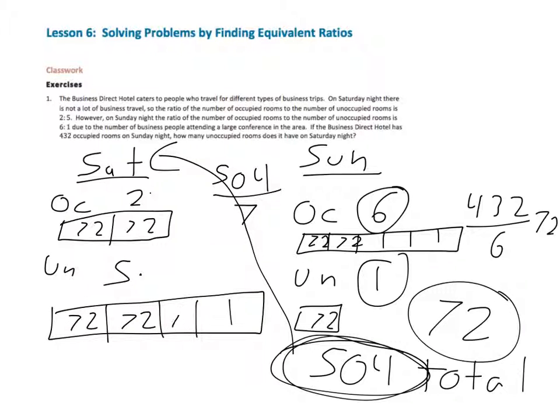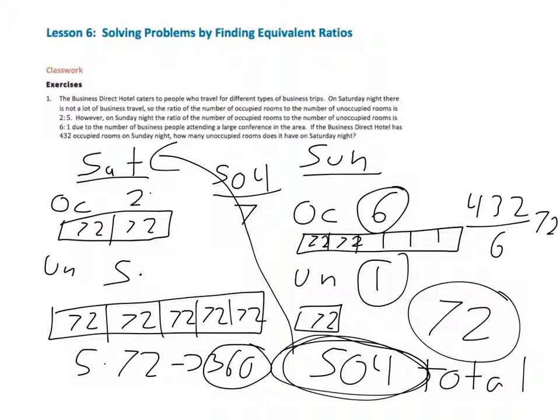And since there's 72 in each section, we can now figure out how many of each type of room. Our question is asking for how many unoccupied rooms. So we go to our unoccupied section. There's 5 sections, 72 in each. So 5 times 72 gives us 360 unoccupied rooms.